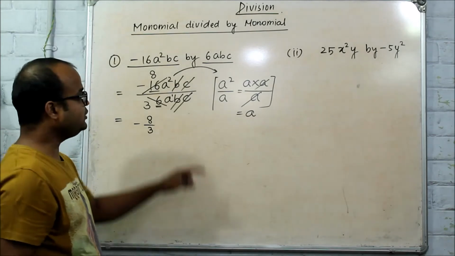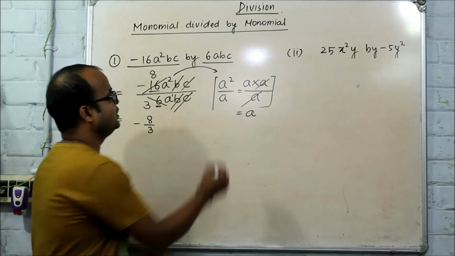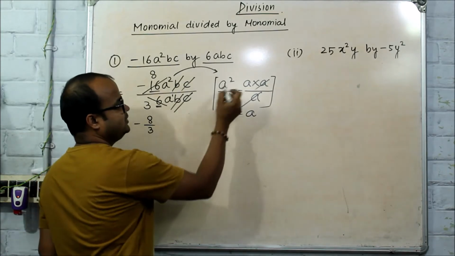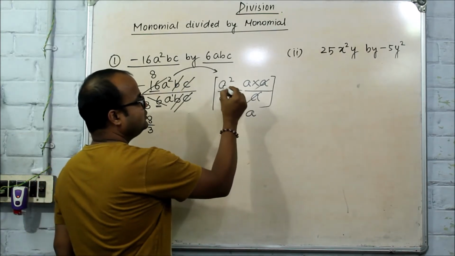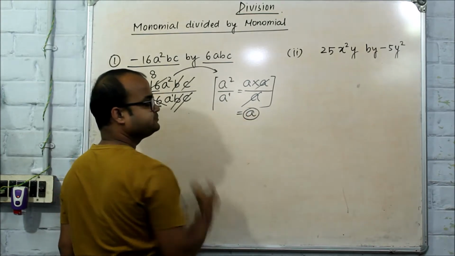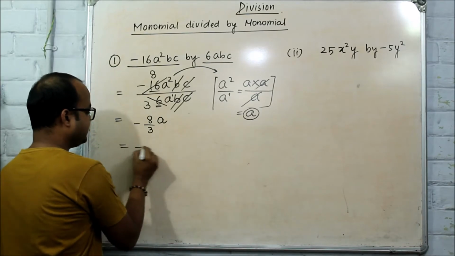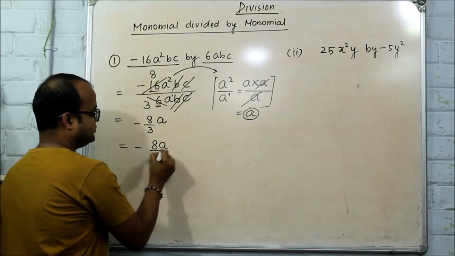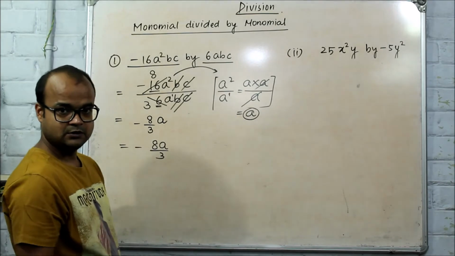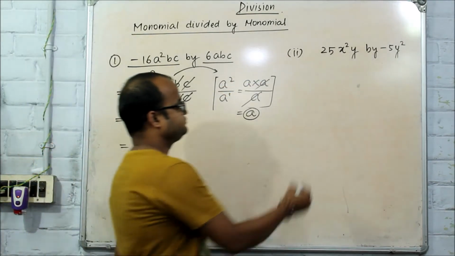So now what you can do is subtract 2 minus 1. If I apply this, a to the power 2 minus 1, you will get a. So you write a. So your answer is minus 8a by 3. If some doubt is still there, let us solve another problem.